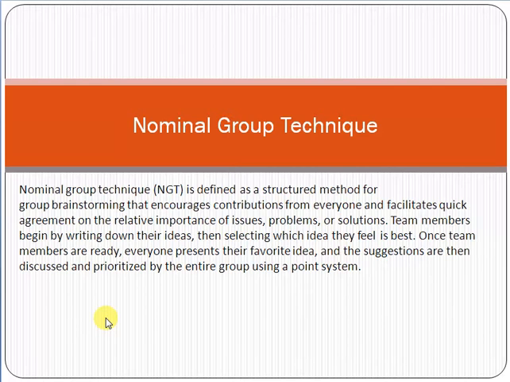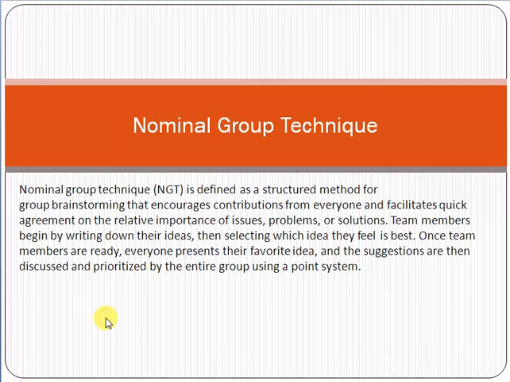After some time, whoever has the highest score, you can take a decision about it. You can go with his decision and his thoughts. So this is called the concept of the nominal group technique.